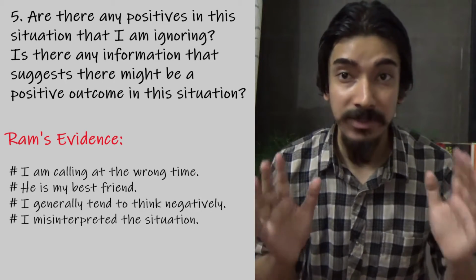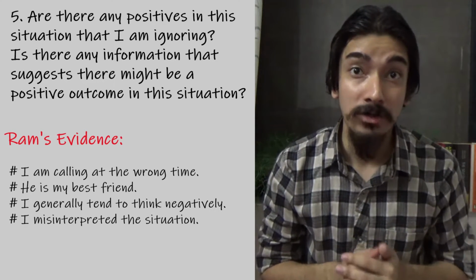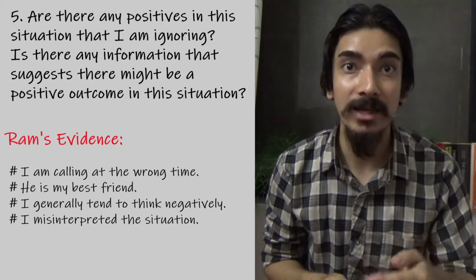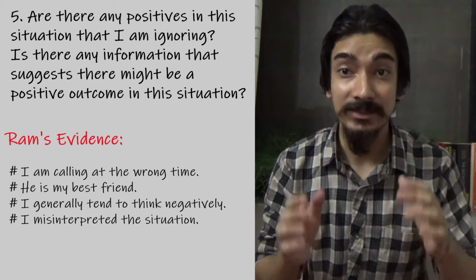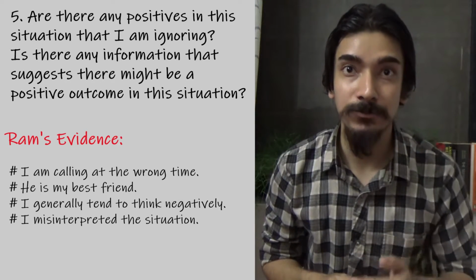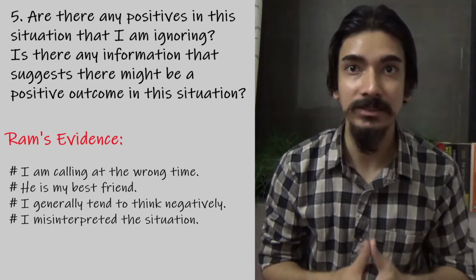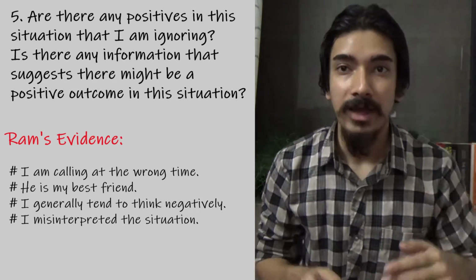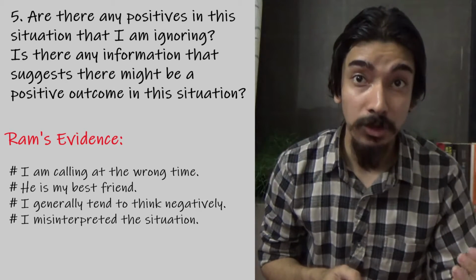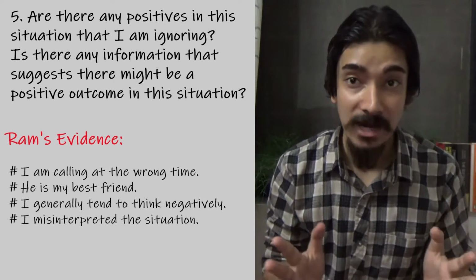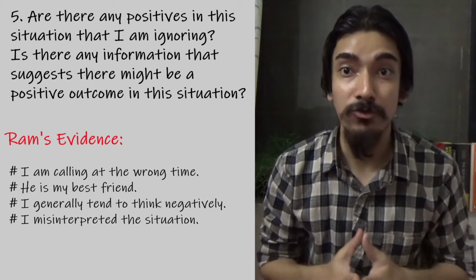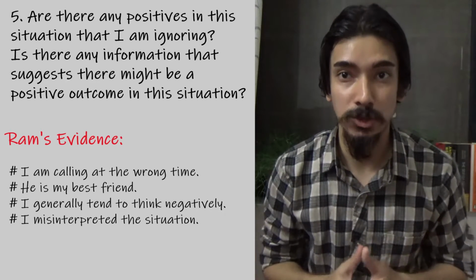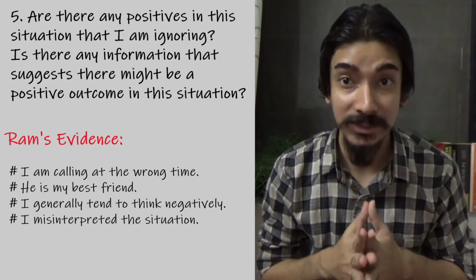And using the same technique, Ram also found his own evidence that didn't support his automatic thought. Here are his evidences. I am calling at the wrong time. He generally tends to get busy at this time and keeps his mobile in silent mode. His next evidence is, he is my best friend. Now the next evidence is, I generally tend to think negatively as I have low self-esteem. And the next evidence is, in the past also the same thing had happened. I had misinterpreted the situation and felt really bad. These are some of Ram's evidences which did not support his automatic or distressing thought.